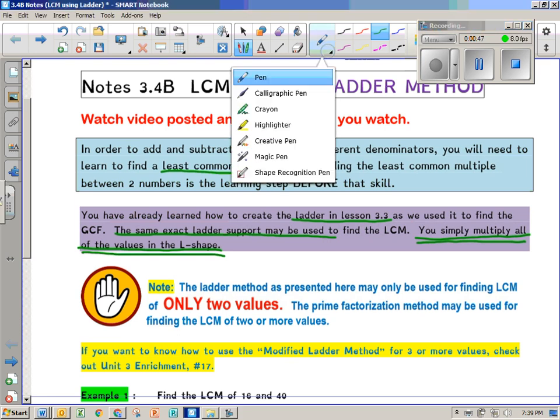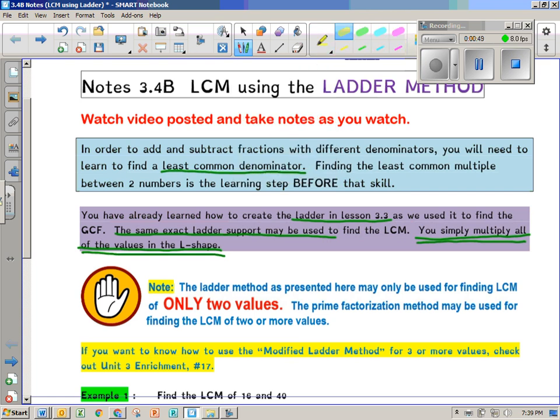Let's highlight that. So it's the same exact thing. You simply multiply the values in the L shape. I think I said ladder shape. L shape.